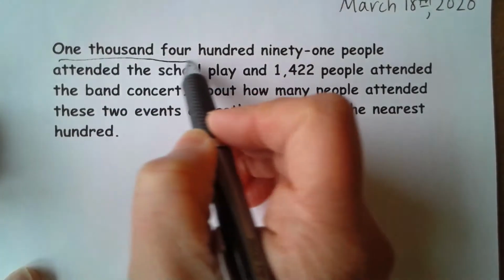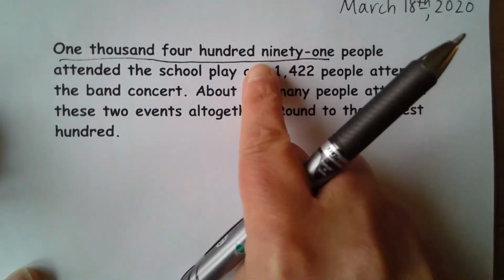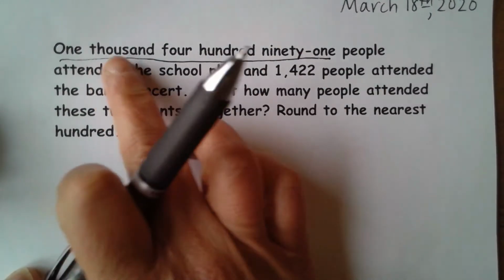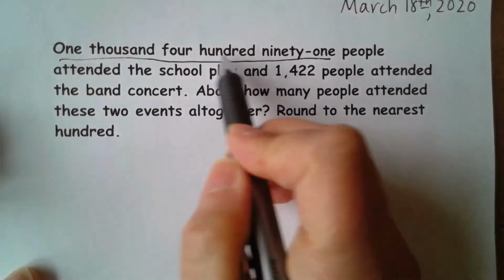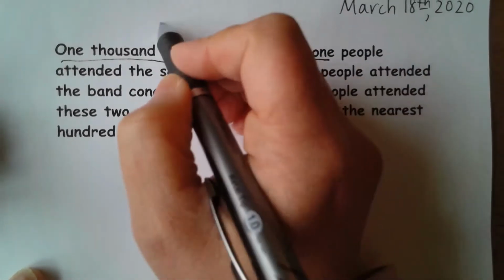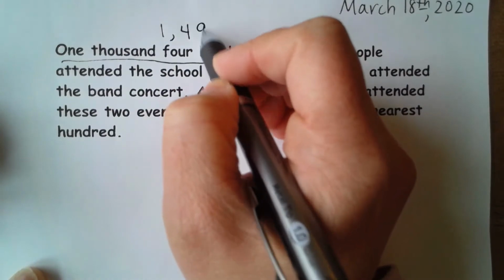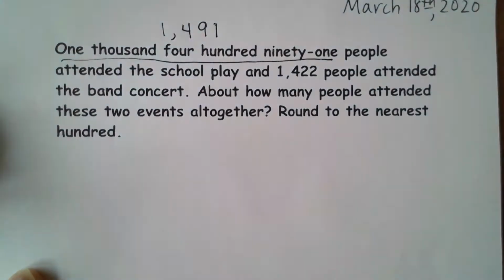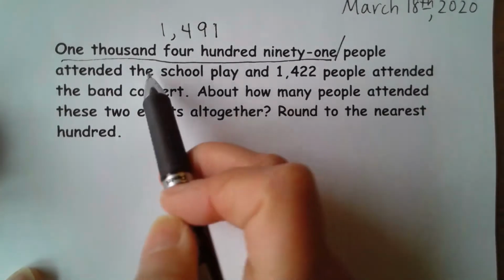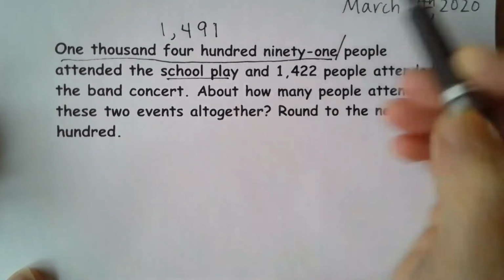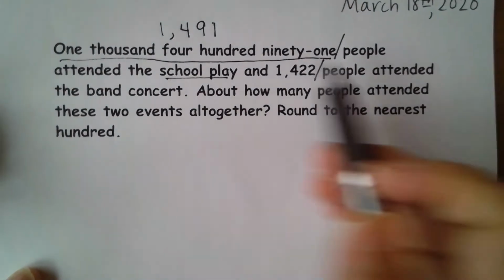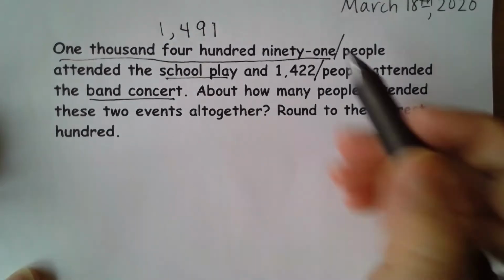1,491 people. I'm going to stop right there. Okay, this is a number word, so I don't have to keep rereading it. I'm just going to write this in its number form just to make it easier for my brain. So this is 1,491. Okay, so then I'm going to chunk it. 1,491 people attended the school play, and 1,422 chunk people attended the band concert.